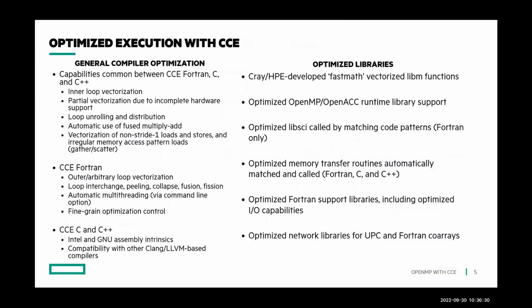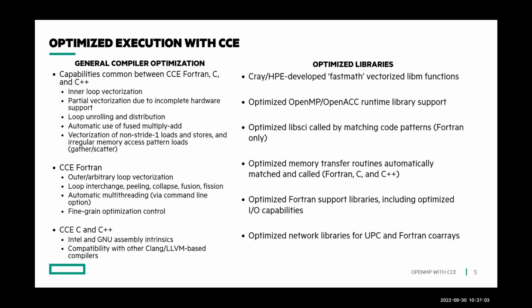Okay, so optimized execution with CCE is a big focus for us. We have general compiler optimization capabilities across the languages. So vectorization, partial vectorization due to incomplete hardware support is also there. Loop unrolling, loop distribution, making automatic use of FMAs, and also support for gather scatter instructions, vectorization of non-stride one loads and stores.